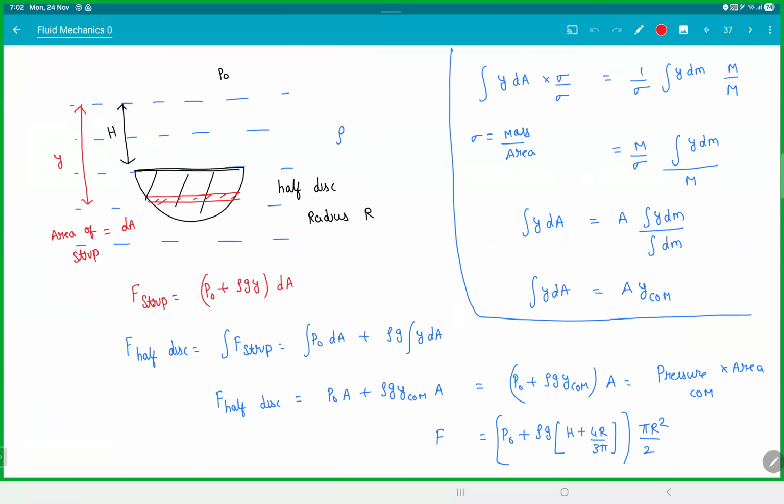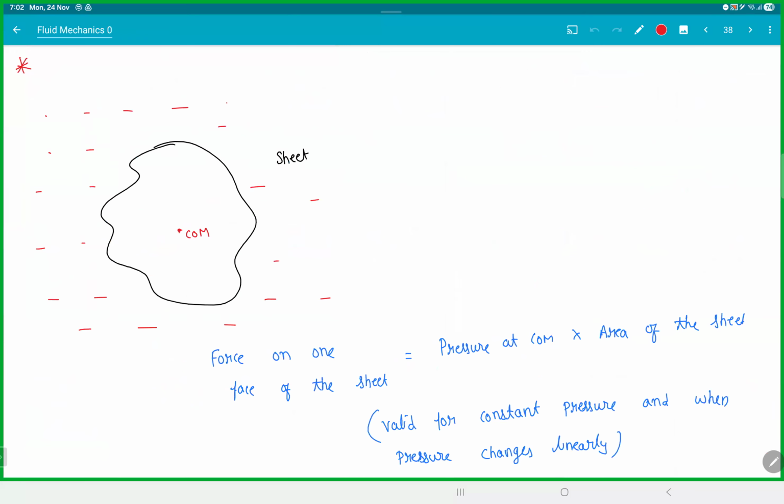It is the same question. I gave it as H though. So I took a small element and everything, and we proved that this value turns out to be the center of mass. So you can see 4r by 3 pi. So this is a general result, okay? This is only for sheets. If you take a sheet and dip it in a liquid, the force on one side of the sheet will be the pressure at center of mass into area of the sheet. This will work when the pressure is constant or changes linearly.